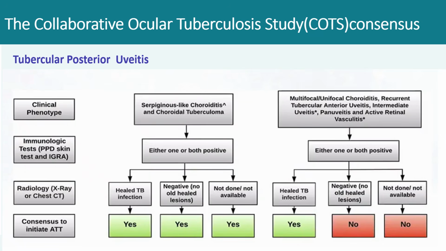However, if you find multifocal choroiditis or other evidence of posterior segment involvement without these two immunological tests, the decision will be based on the endemicity, whether the patient is in an endemic area or not, and whether there is any other associated finding. All of this will favor the use of anti-tubercular drugs.